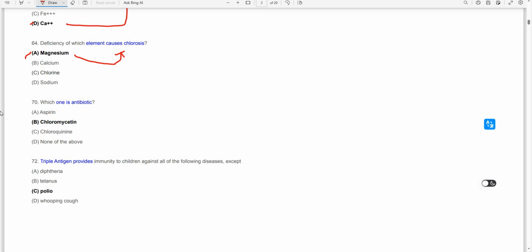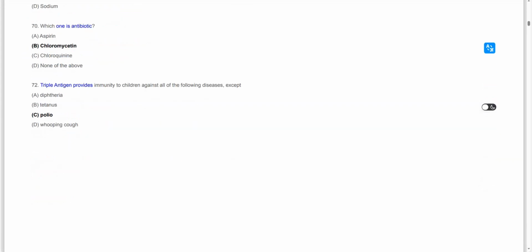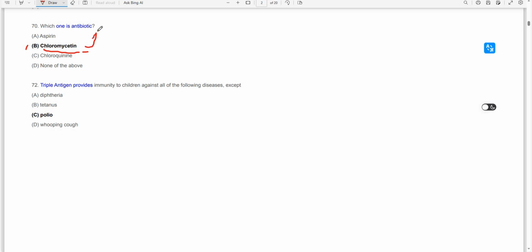Which one is antibiotic? Chloromycetin. Among the options, chloromycetin is an antibiotic.